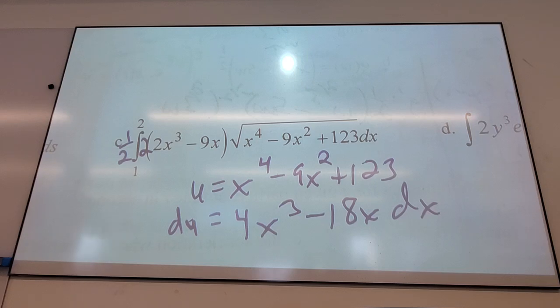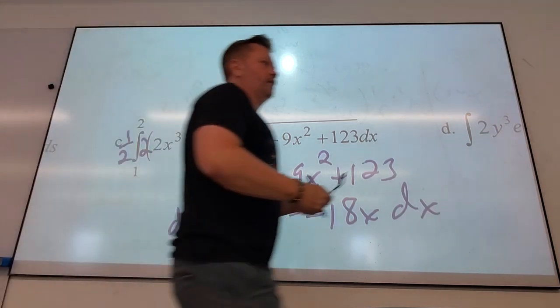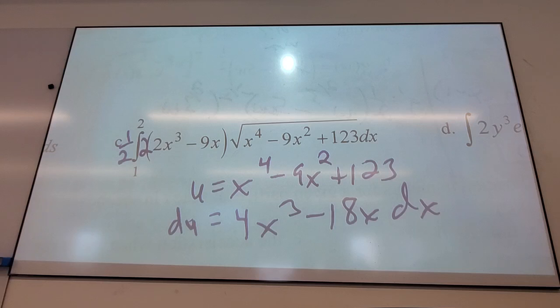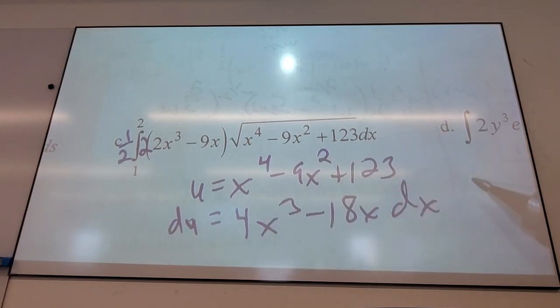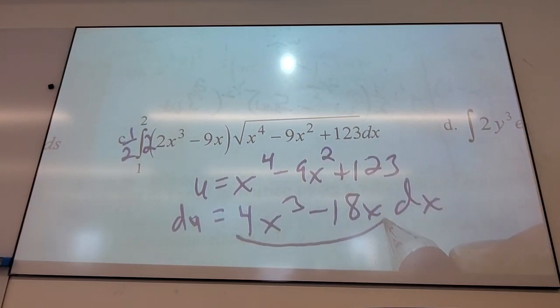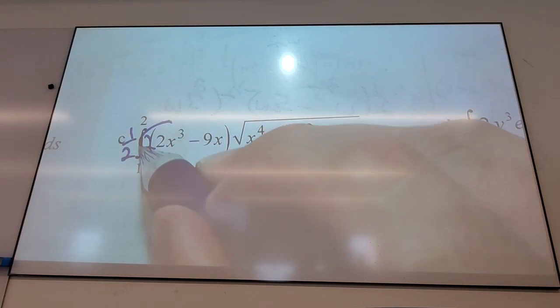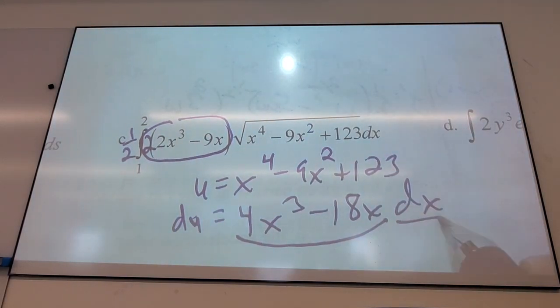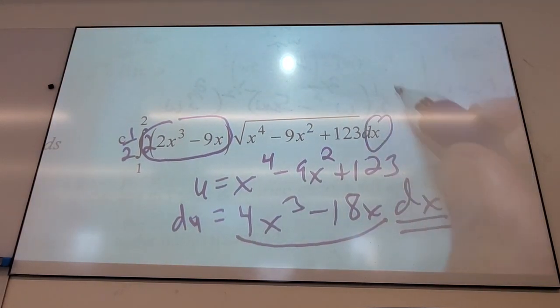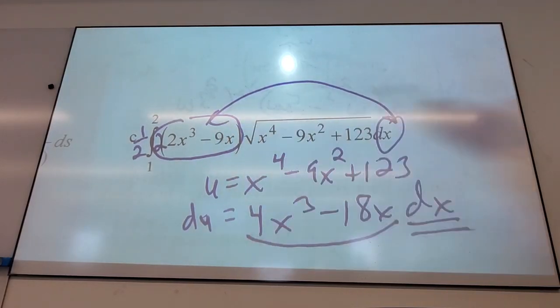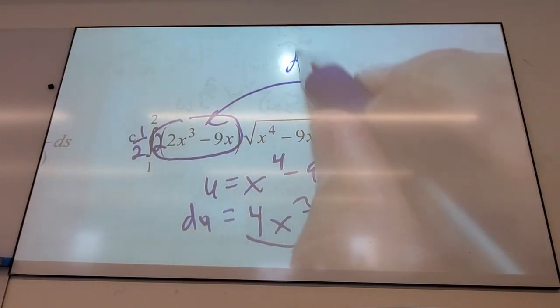So how do I continue from here? Where can you see your du? Is my du in here somewhere? Do I see this? Not yet. Do I see this? I do. So these together are du.